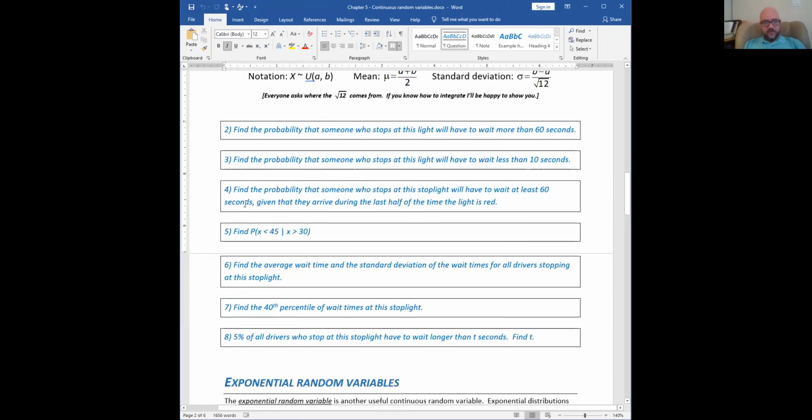Okay, next one. I think I have a couple of trick questions here. I want to find the probability that someone who stops at this stoplight will have to wait at least 60 seconds, given that they arrive during the last half of the time that the light is red. I'll pause here and let you think about that.